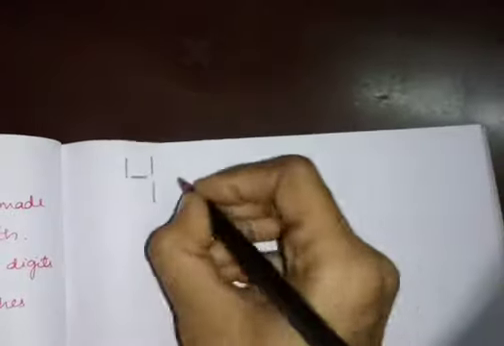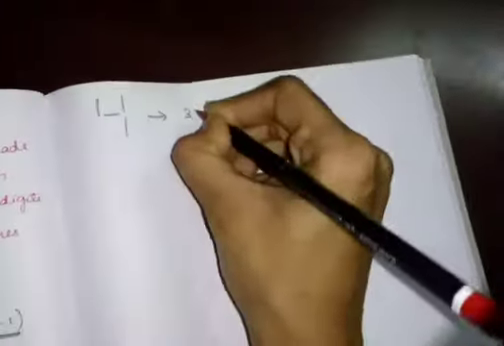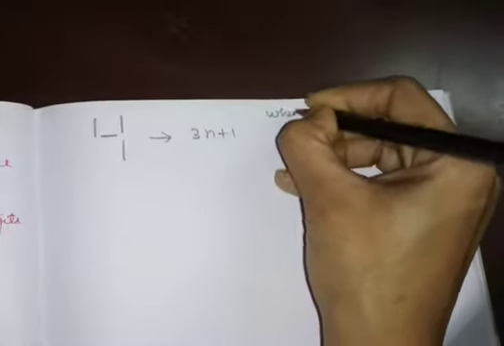Okay, next for number 4 I am going to do. This is the number 4. What is the expression for the number 4? See, for number 4 it is 3n plus 1, correct? 3n plus 1. So when n is equal to 5, correct?